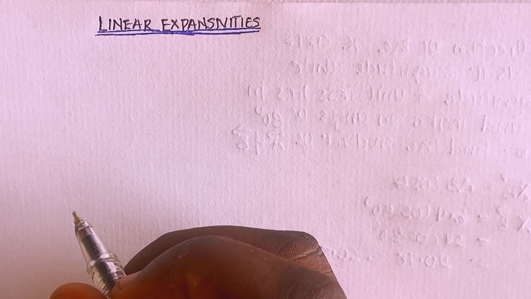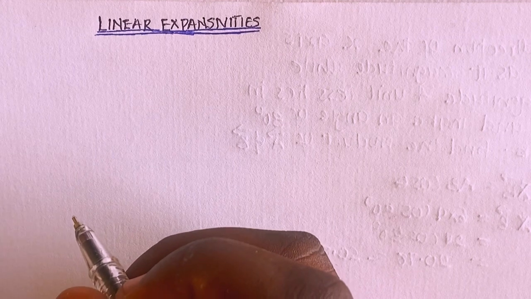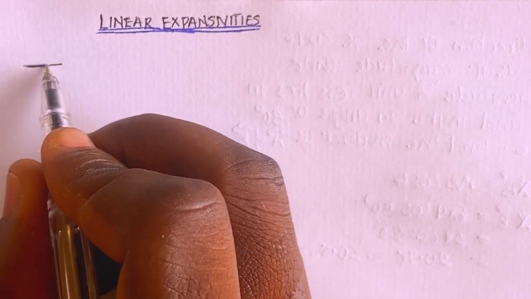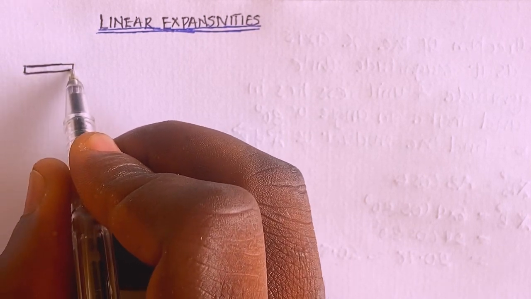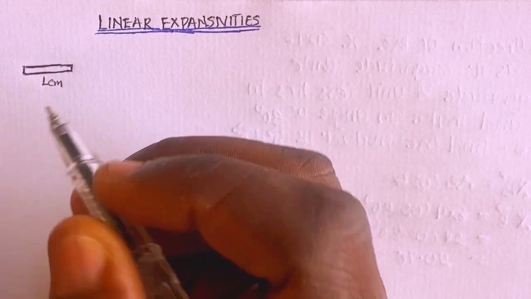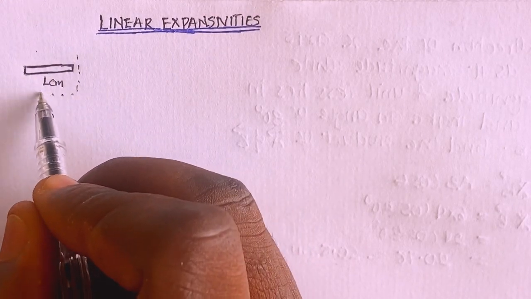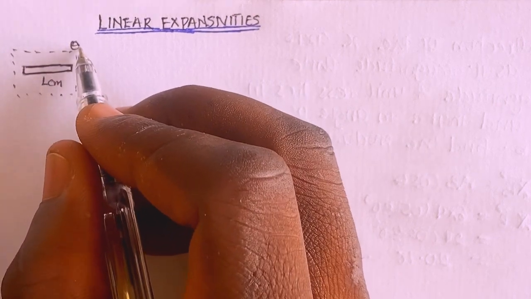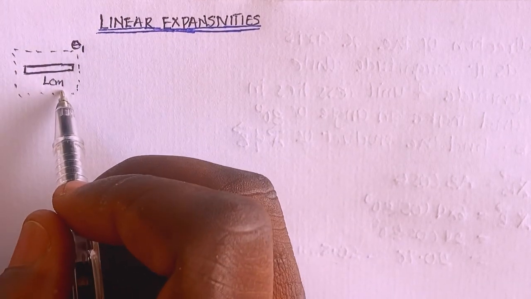Welcome to physics class. In this video, I'll be talking about linear expansivity. Suppose you have a material, let's say this material is present as length L centimeter, right? And the temperature of the surroundings of this material is taken to be theta 1, at length L centimeter.